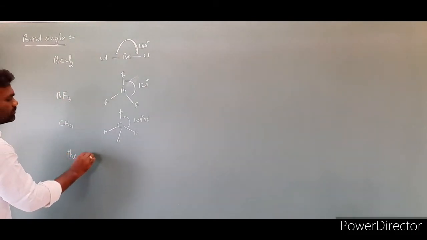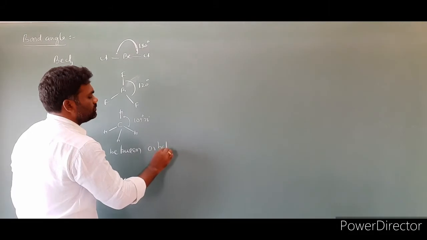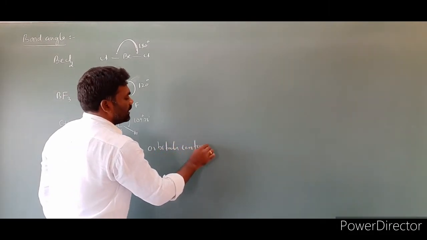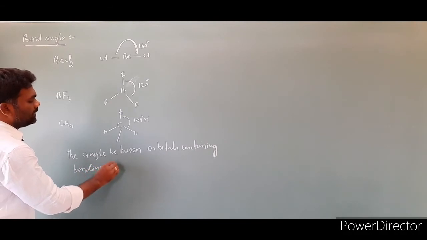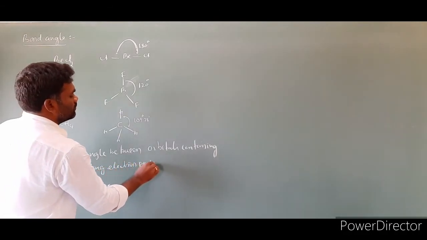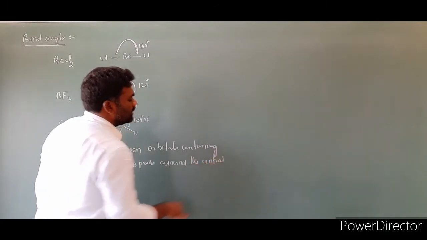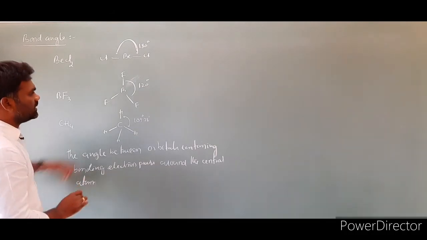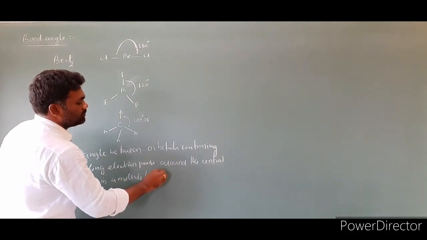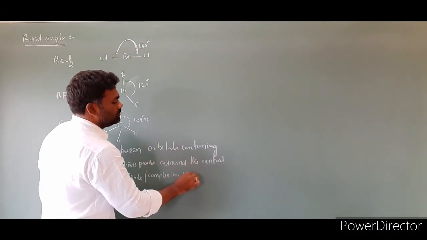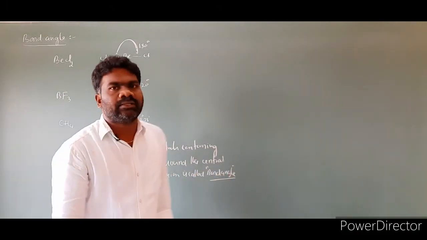The angle between orbitals containing bonding electron pairs around the central atom in a molecule or a complex ion is called bond angle. This is the definition for bond angle.